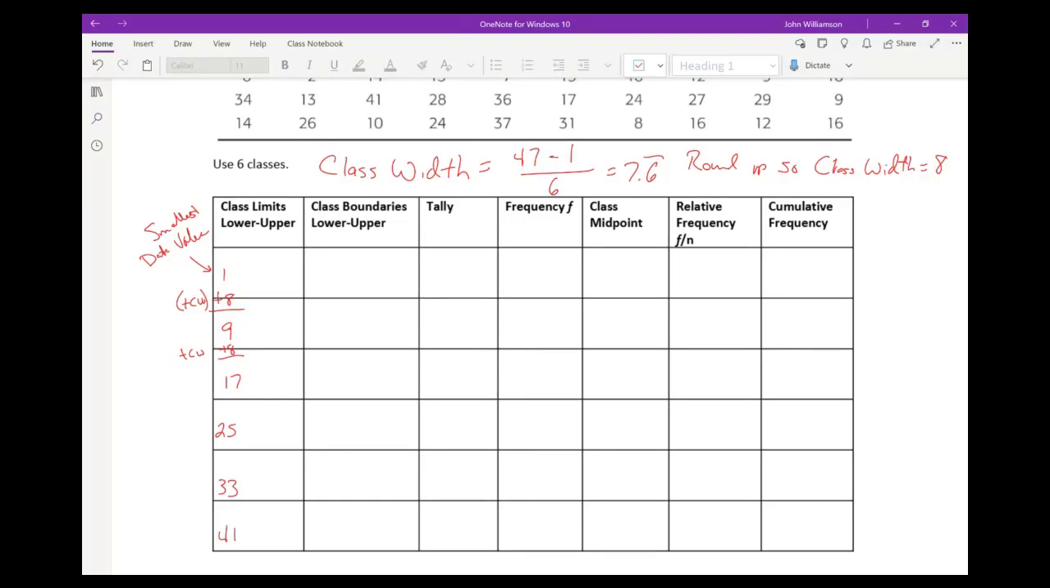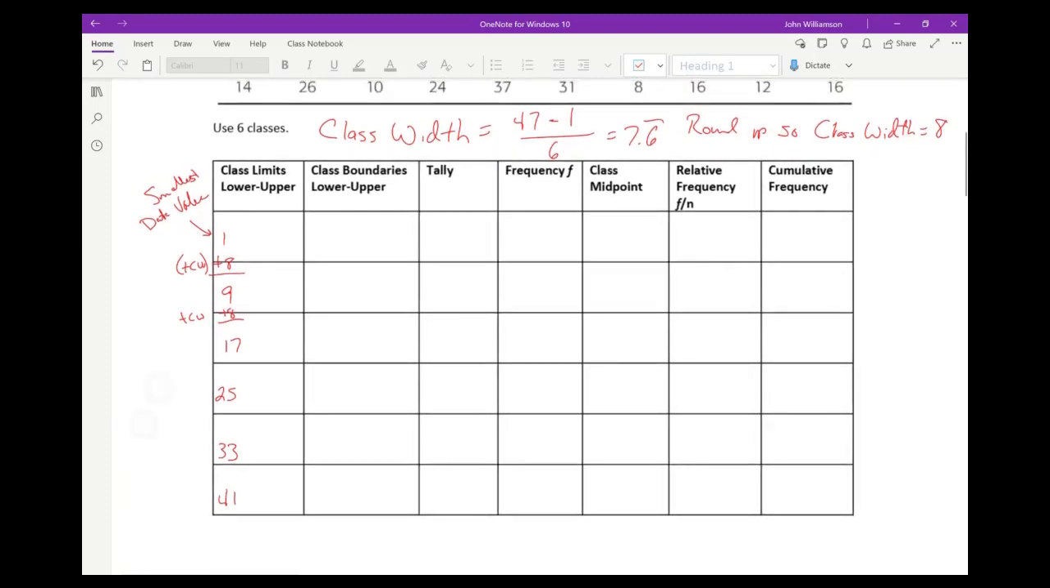Now I'm going to do something that might seem a little crazy. I'm going to go ahead and add one more 8 and go down one more row, as if there was another class below here, to 49. All right. That's going to seem crazy right now. It's okay. Just go an extra 1. It'll make sense why in a second.